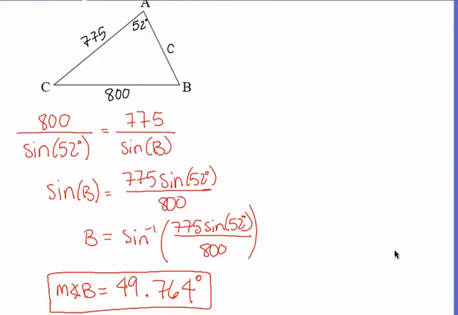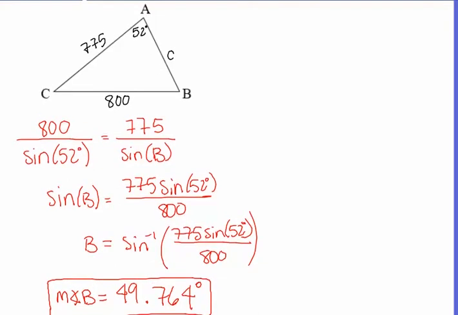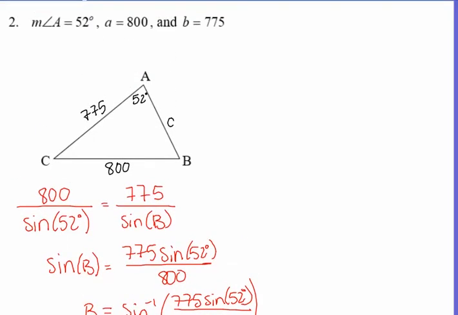Now, let's proceed and finish this problem as if this is the only possibility for the measure of angle B, and then we'll come back and check the second scenario. So if the measure of angle B is 49.764, then we can find the measure of angle C by subtracting the two angles from 180 degrees.